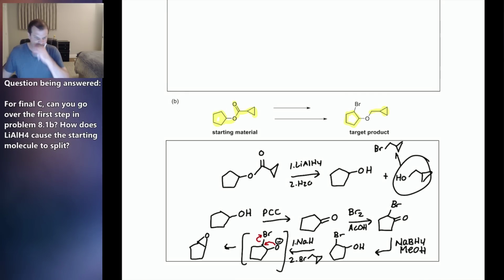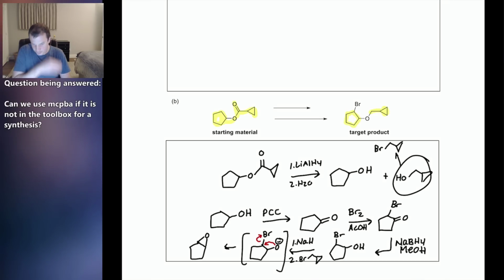Question. Can we use MCPBA if it is not in the toolbox for a synthesis? The answer is yes, because even though it contains carbon, it doesn't add carbon, so it's fair game to use it. Only if it were to add carbon would it not be allowed.